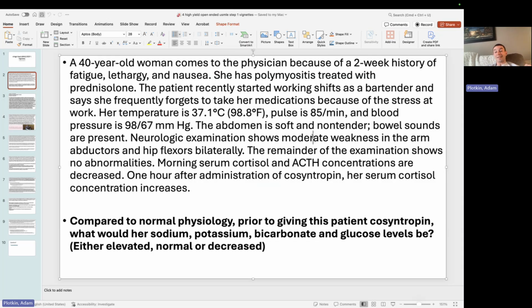Her sodium will likely still be low because her cortisol is low. So there's a lack of inhibition on antidiuretic hormone, okay? And her glucose should be low because she has a lack of cortisol, right? So she doesn't have the insulin resistance, the blockage of insulin, and she's not stimulating gluconeogenesis.